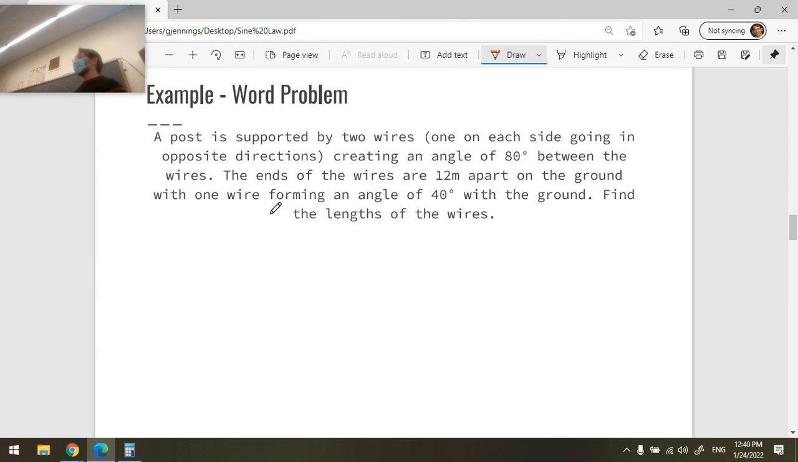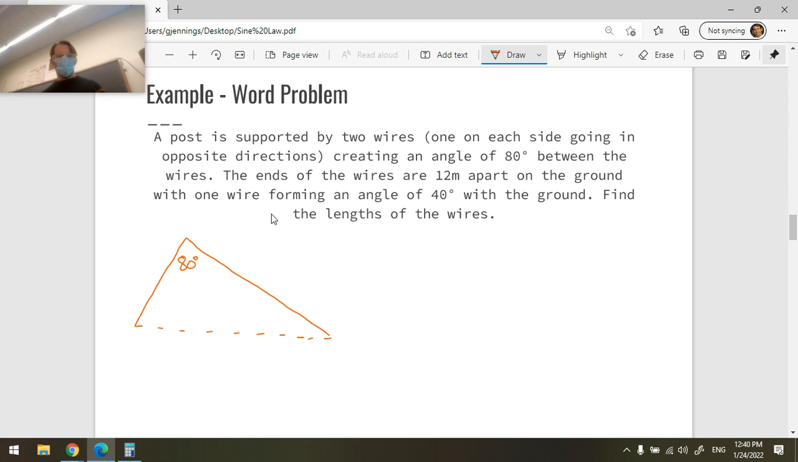Now, when we've got a word problem, what's our first step? Draw a picture. Great. A post is supported by 2 wires, one on each side going in opposite directions, creating an angle of 80 degrees between the wires. So I'm going to draw the wires here. Call that 80 degrees. And the ends of the wires are 12 meters apart on the ground.